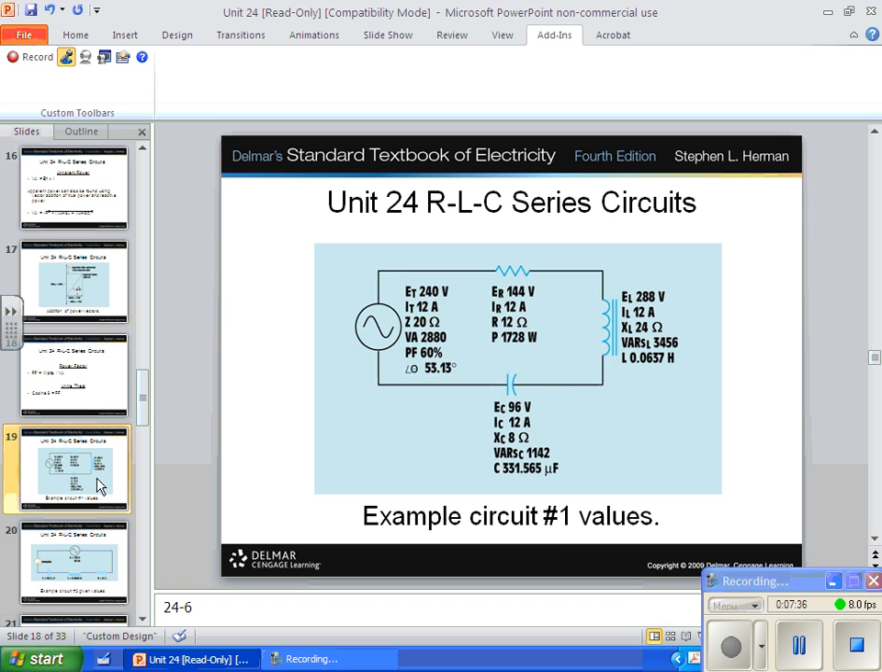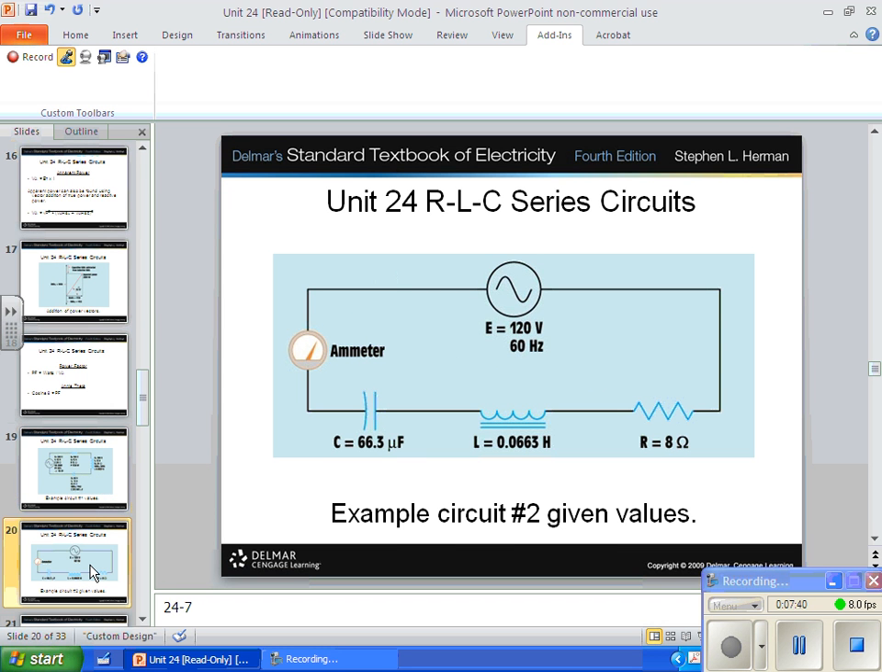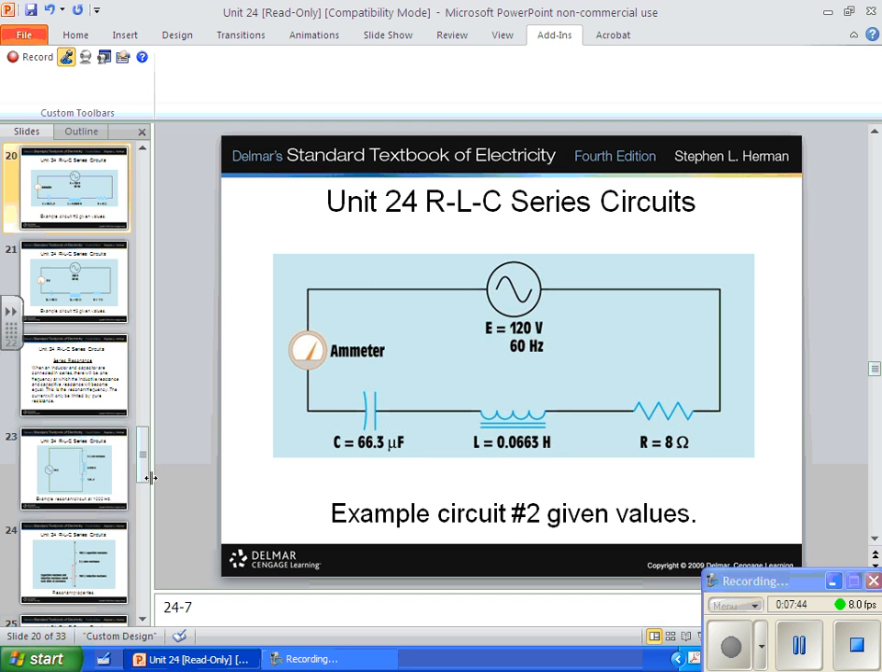Equal theta, the cosine. Here we have an example circuit. We have an ammeter. Oh, isn't that fun?